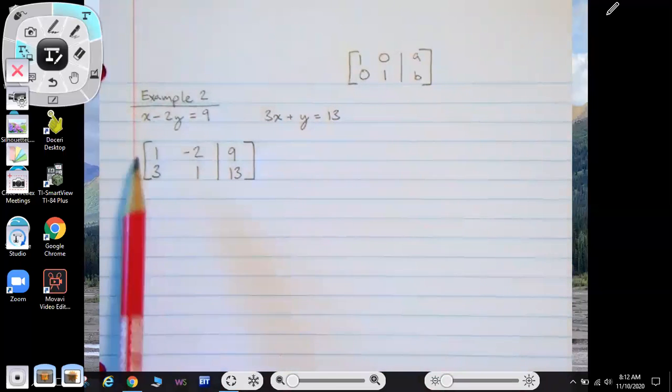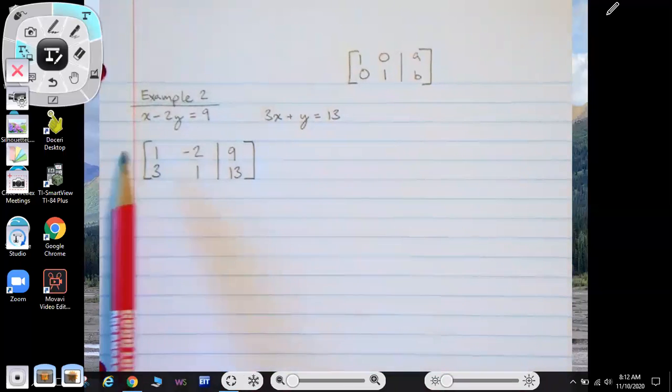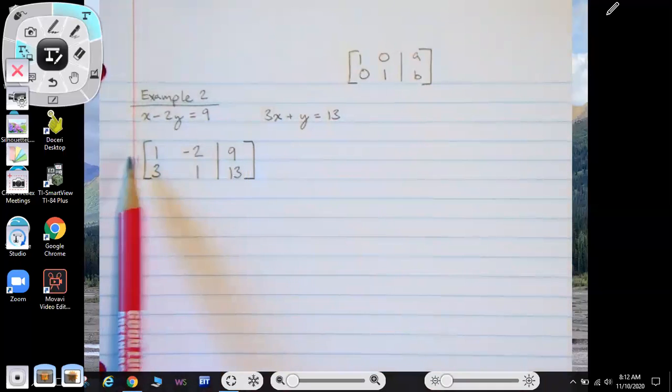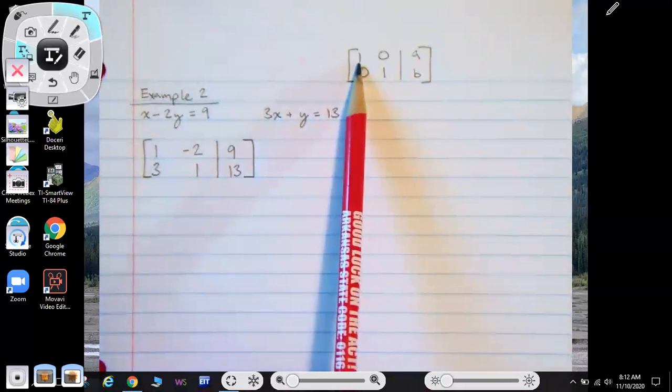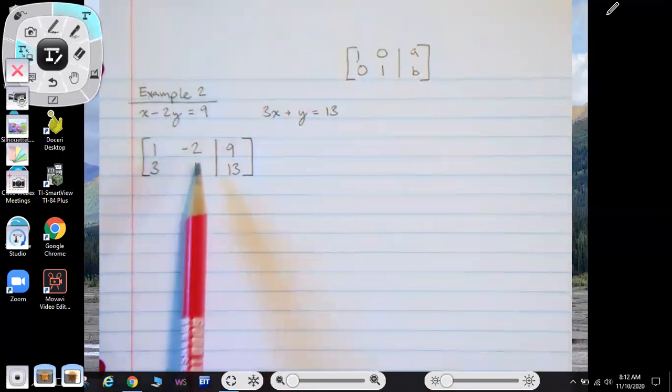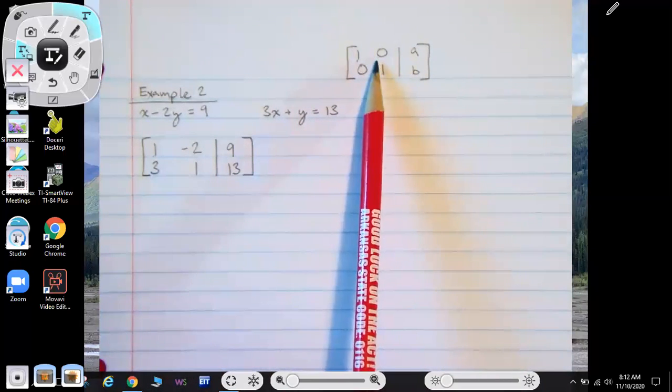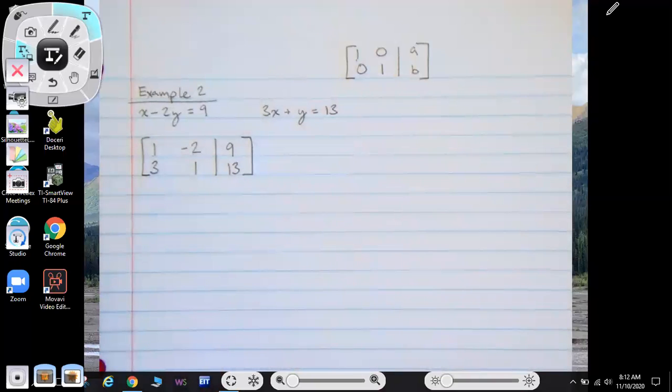And we're going to work on the first row first, moving from left to right. So if we start in the first row, moving from left to right, we have a 1. And our goal is to have a 1 there. So we don't have to do anything to that. Our next number is a -2, where we should have a 0. So we need to change this -2 so that it becomes a 0.